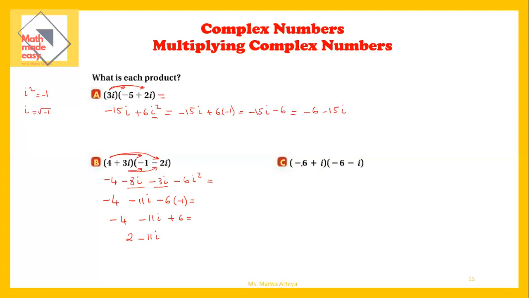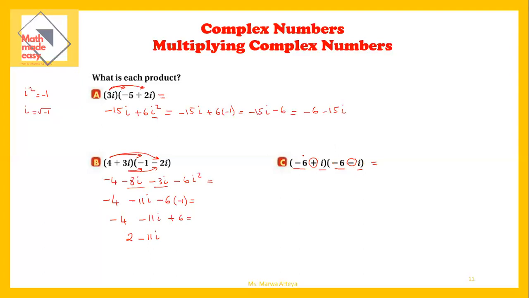Last question. I have -6 plus i multiplied by -6 minus i. We call these conjugates. What do you mean by conjugates? It's as if you have two binomials, and both of them have the same terms. So here I have -6, and the second term is i in both cases. The only difference is one of them is joined by addition, and the other is joined by subtraction. We call these conjugates. When we multiply conjugates, what happens?